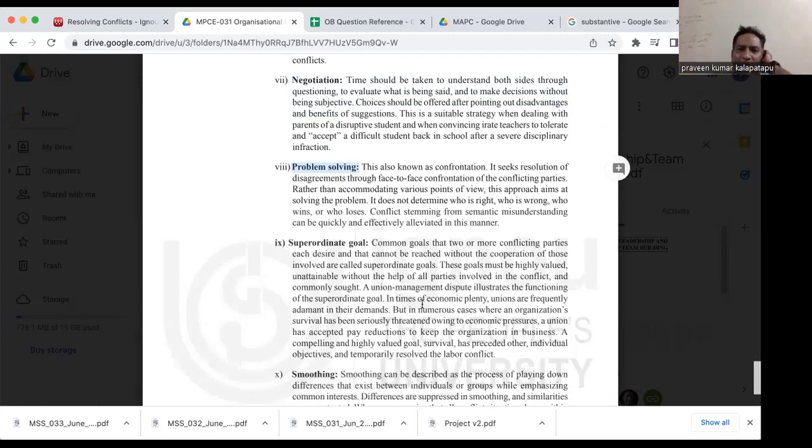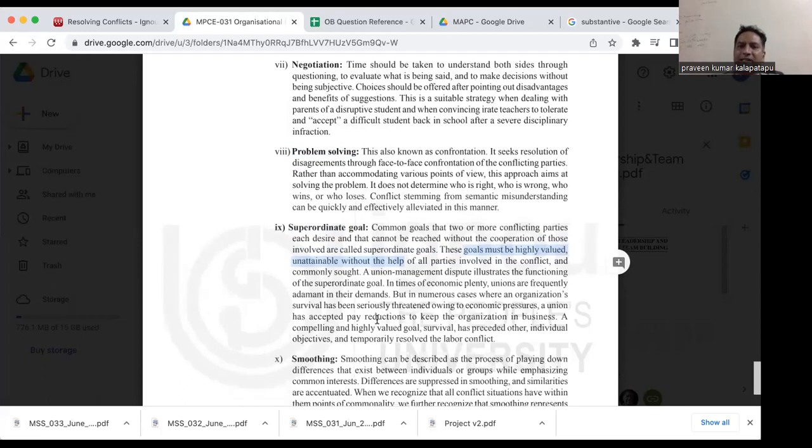So now comes superordinate goal. Basically, superordinate goals are where you have two parties and both need to sit together so that a common goal can be achieved. Without cooperation, this goal cannot be achieved. These goals are highly valuable and unattainable without the help of other parties. So that is what a superordinate goal is.